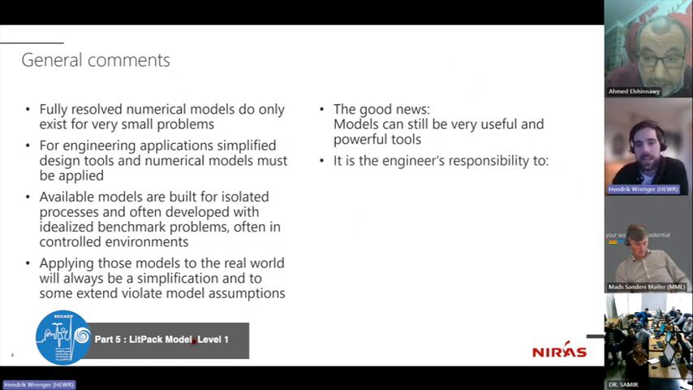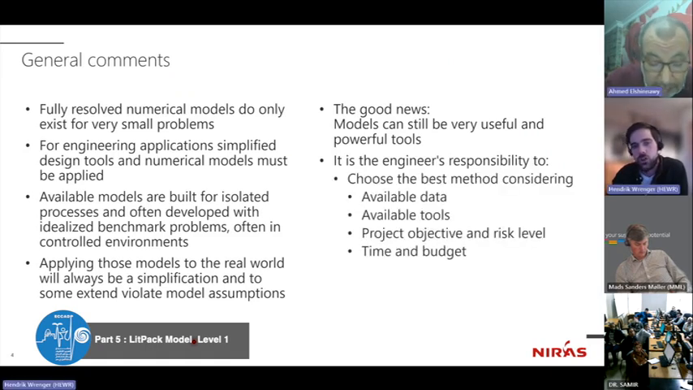However, it is then the engineer's responsibility to choose the best method and the best models, considering the few thoughts that I put here, a few bullet points: the available data, the available tools, the project objective and risk level, and the time and budget. And of course, it should be all related. So, for example, you might be doing a preliminary design.